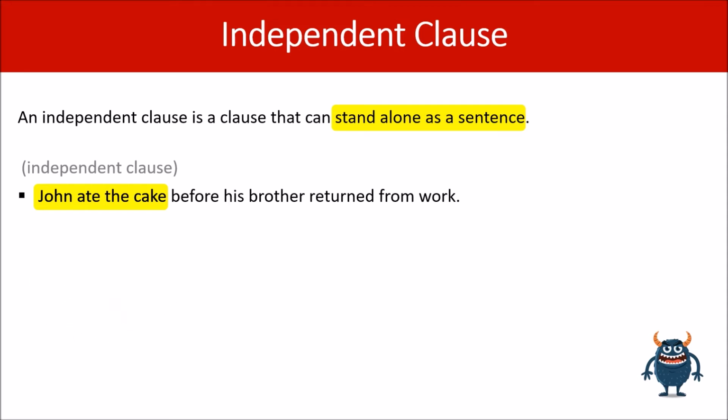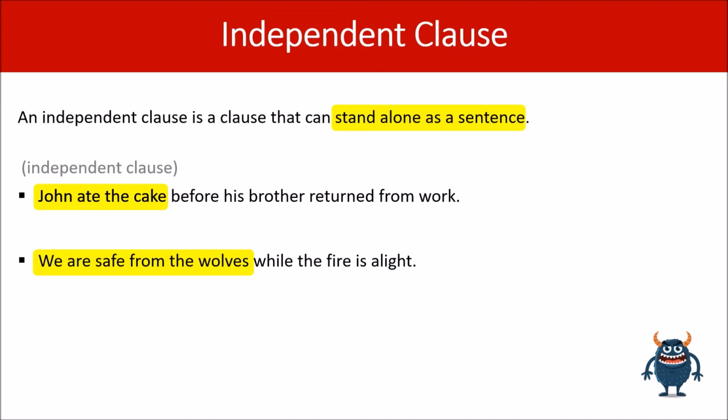Let's look at another example. We are safe from the wolves while the fire is alight. We are safe from the wolves. That is an independent clause. It is an independent clause because it could be a complete sentence.